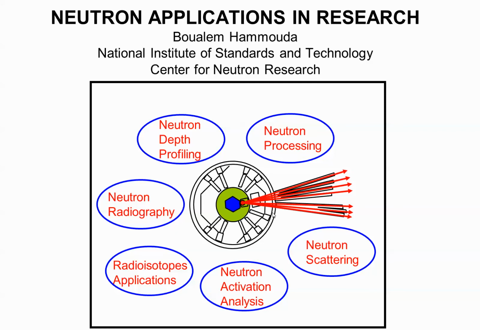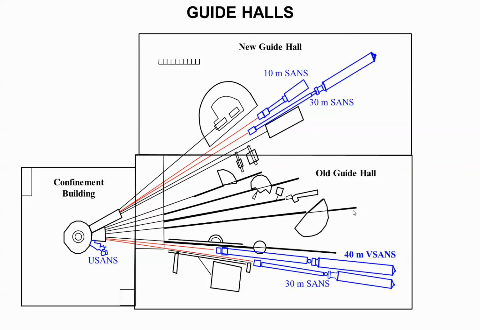These five applications are mostly inside the confinement building of our reactor, while neutron scattering is mostly in the guide hall. Let me show you schematics of the guide halls. At NIST we have an old guide hall and a new guide hall. Here we see the neutron source and a couple of 30-meter size instruments and so on and so forth.